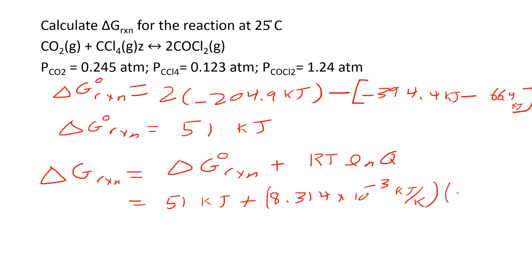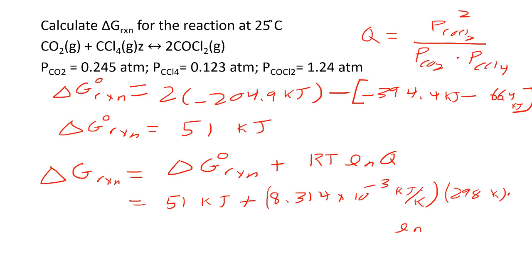We have our temperature, which is 298 Kelvin. And we multiply this times, so we're still multiplying, I'm just writing it down below, the ln of Q, which is going to be, let's write our full Q up here. So Q is equal to products over reactants, so the pressure of COCl2 squared, because there's 2 of them, divided by the pressure of CO2 times the pressure of CCl4.